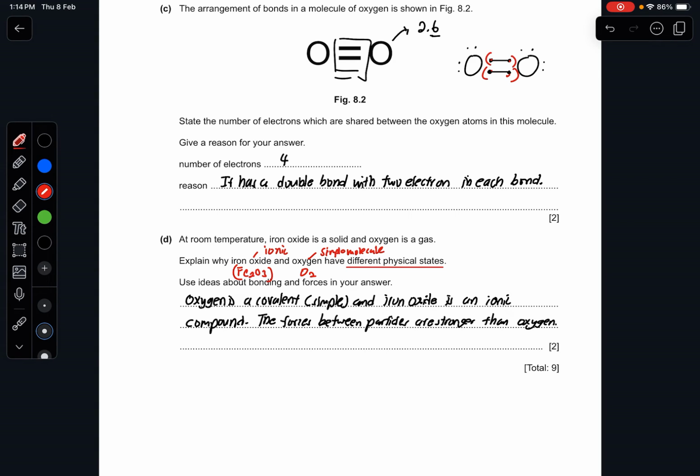The forces between particles are stronger than in oxygen. In Fe2O3, because it's an ionic compound, it's formed from 2 ions which have strong electrostatic attraction. Therefore, the forces between the particles in Fe2O3 are stronger than in the oxygen molecule itself.